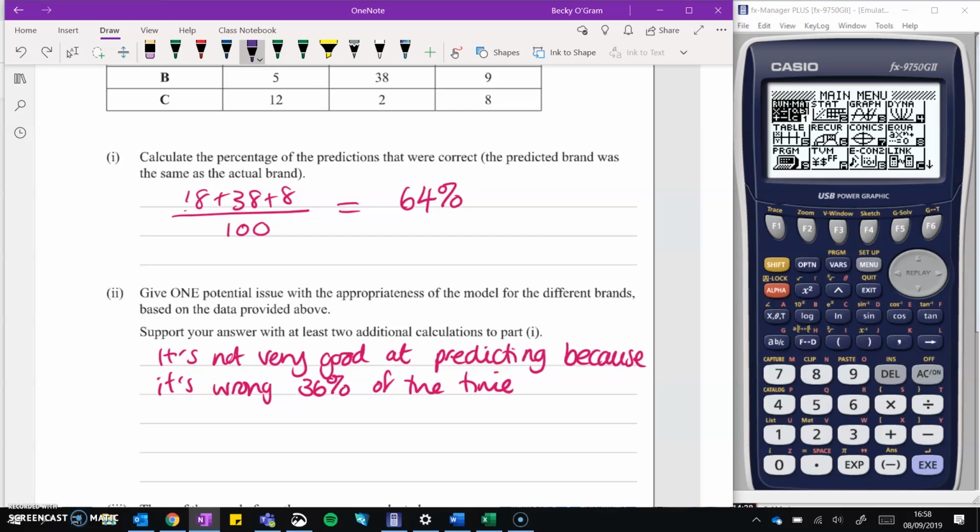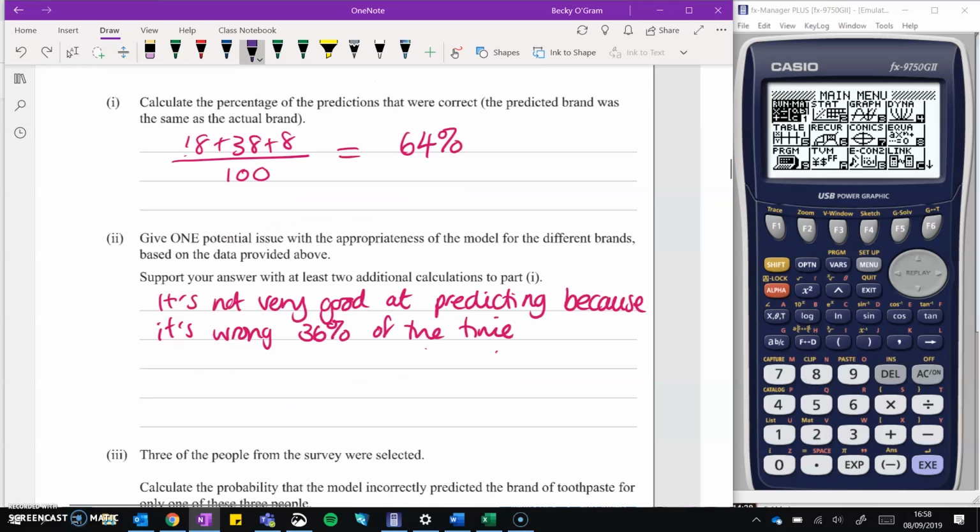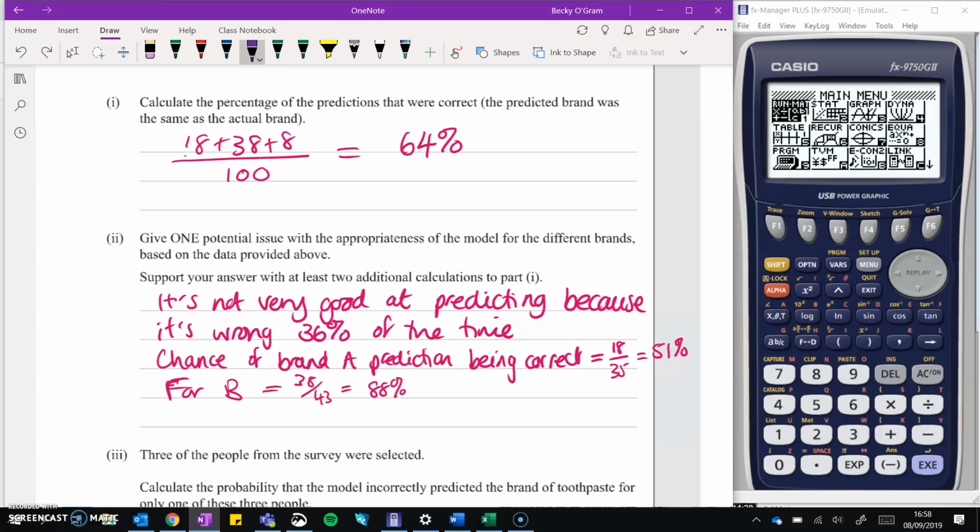Also, the appropriateness of the model for the different brands. So we'll look at how well it predicts for each of the brands. For brand A, the prediction was correct 51% of the time. For B, it was 88%, and for C, it was 36%. So none of those are particularly good. We could say that it's okay at predicting B, but not at the others.